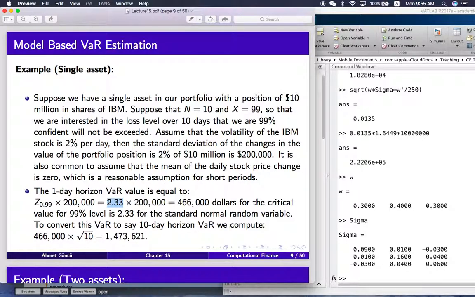So 2.33 times this 200,000, which is our volatility from the stock, gives us $466,000. And if we want to convert this to a 10-day horizon VAR, then we just simply multiply this by the square root of 10. So we can get the value at risk at the 10-day time horizon.